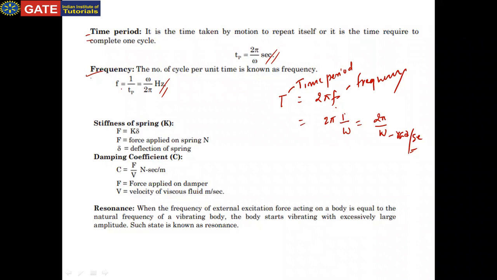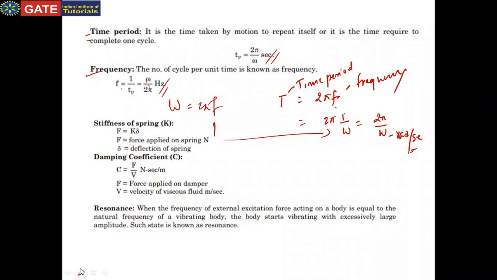And frequency F is equal to 1 by time period. So again, W by 2 pi. Or here you can write W is equal to 2 pi F. The meaning is the same. This is very basic, you should know.